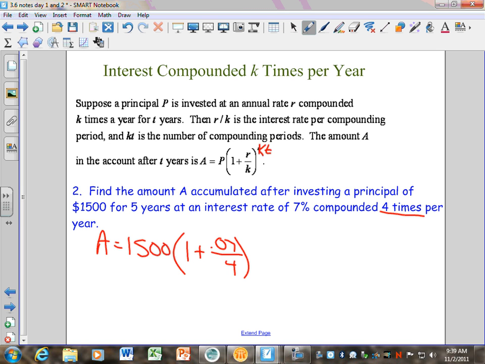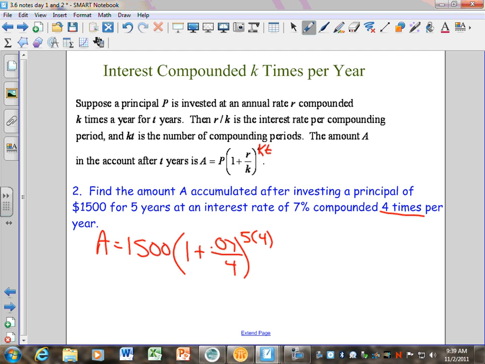Divide by 4 to the kt power, so 5 years times 4 times a year, so that would be to the 5 times 4 power. This is where I think doing a little simplifying isn't always the worst idea, because if you type it in just like this, there's a whole lot of parentheses. Like if you don't type in 20 as your power, you have to type in caret, parenthesis, 5 times 4. Because your calculator does it in the order that you plug it in.